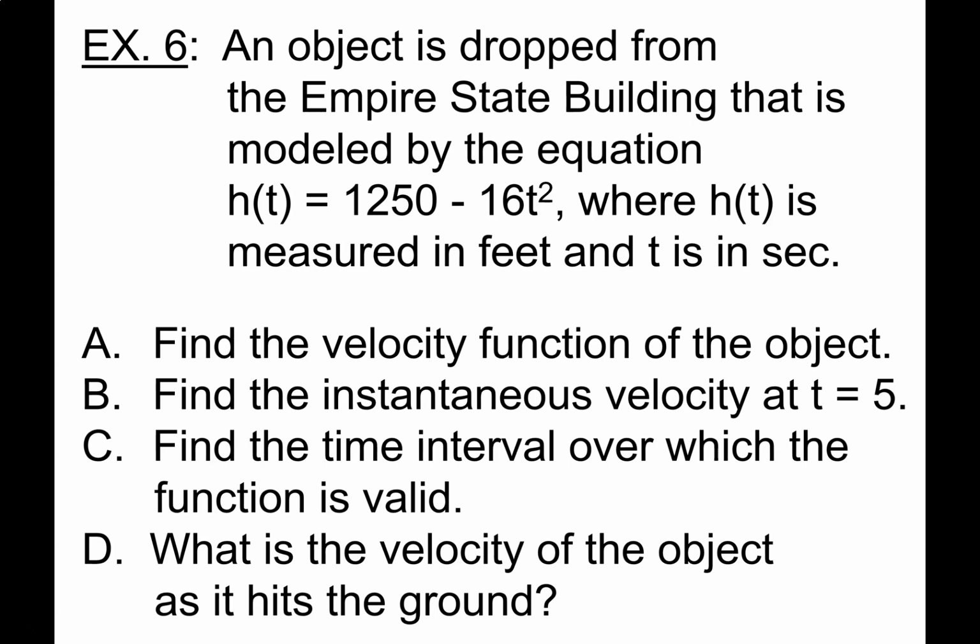If we're doing this in meters, this would be like a negative 4.9, if you do 1/2 of the force of gravity, stuff like that. I want to find the velocity function of the object. Find the instantaneous velocity at t equals 5. Find the time interval over which the function is valid. And find the velocity when it hits the ground.